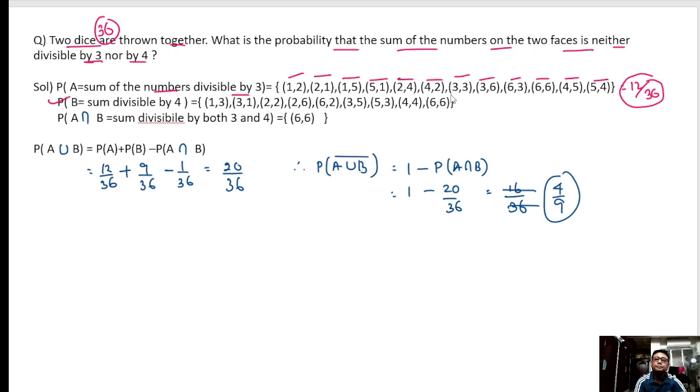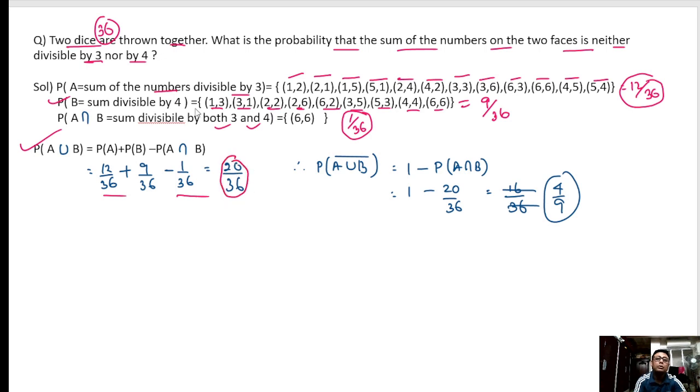Divisible by 4. See, this gives you 4, 4, 4, 8, 8, 8, 8, 8, 12. So how many are there? 9. So there are 9 of them which are divisible by 4, and divisible by both 3 and 4, which is this, is 1 by 36. So how many numbers are divisible by 3, 4 or both? Using this formula we get this answer.